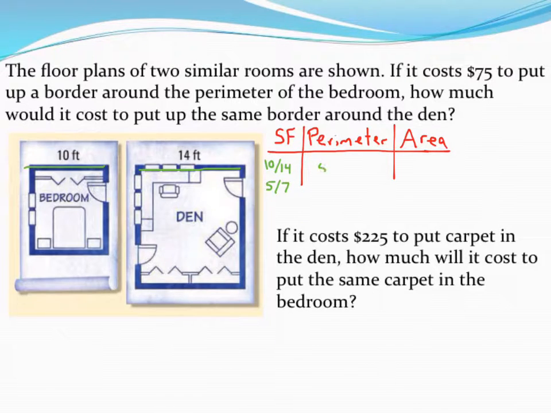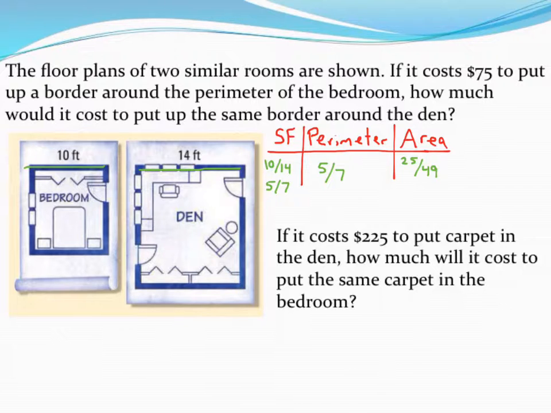Well, the perimeter ratio, as we've discussed, is the same as the scale factor, so that's also 5 over 7. And then to find my area ratio, I need to square both of those individual numbers. 5 squared is 25, and 7 squared is 49. So my area ratio is going to be 25 over 49. Well, let's go ahead and read the question and see what they're asking me to do now that I have this chart figured out.